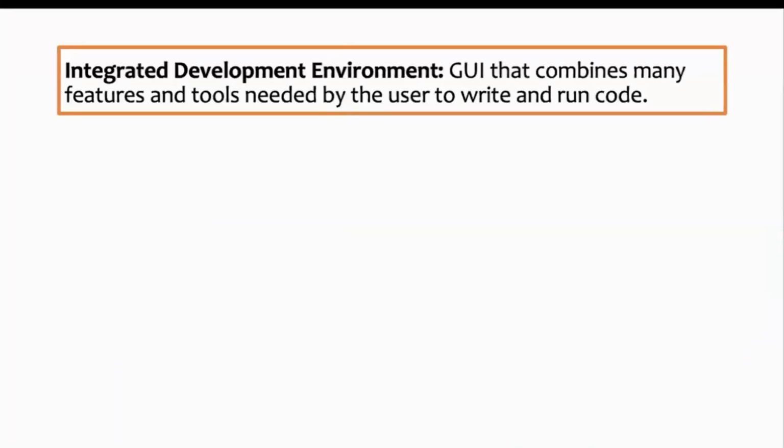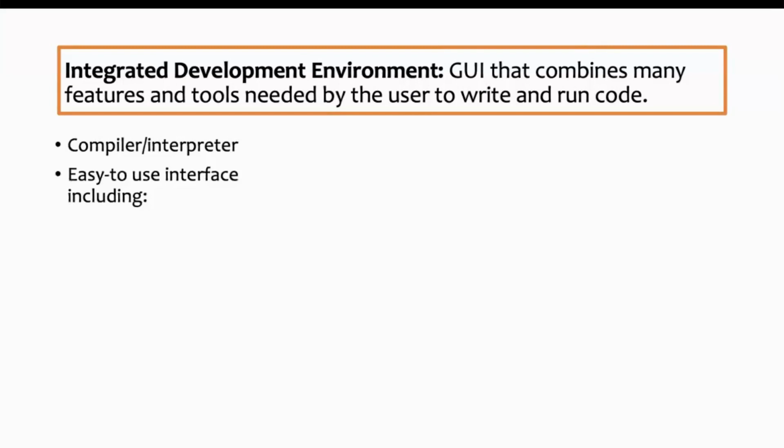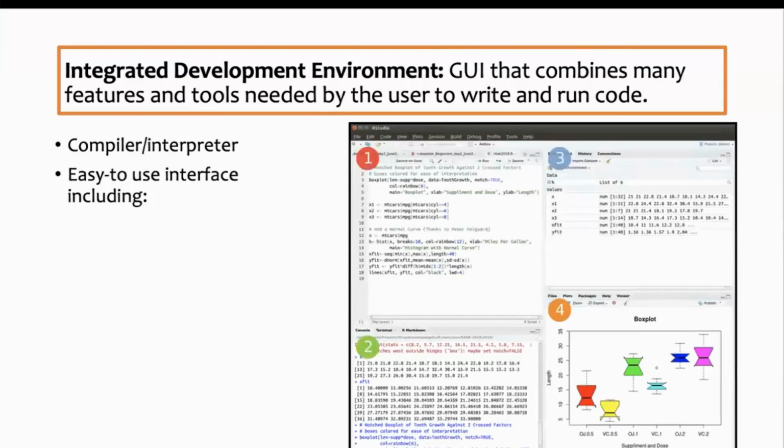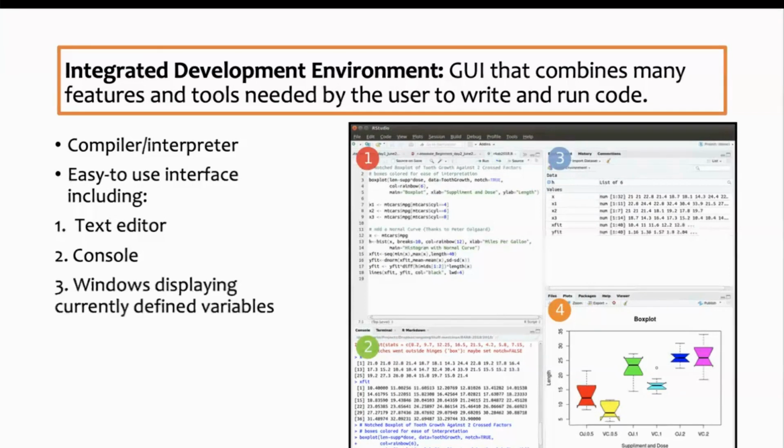An integrated development environment is a GUI, a graphical user interface, that combines many features and tools needed by the user to write and run code. These are going to have a compiler or interpreter and some easy to use interface that includes a text editor and a console, which is the area where the output of that code is shown if it's run from the text editor. You can also code directly into the console line by line.